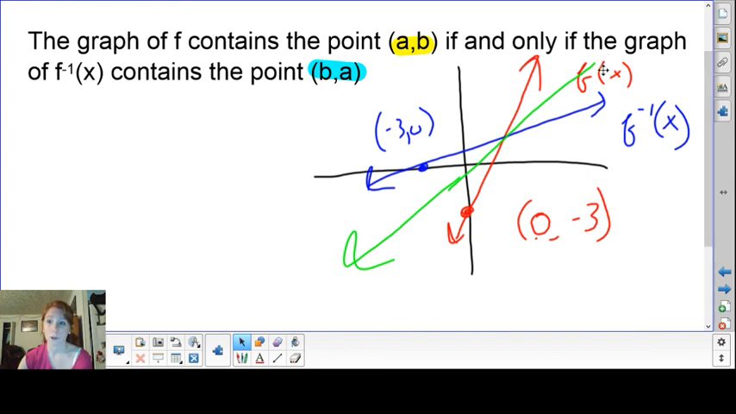If you would like to do your regular function and inverse in 2 different colors, much preferred. Please label which is which so I know what I'm looking at. And the answer key's online. Thanks.